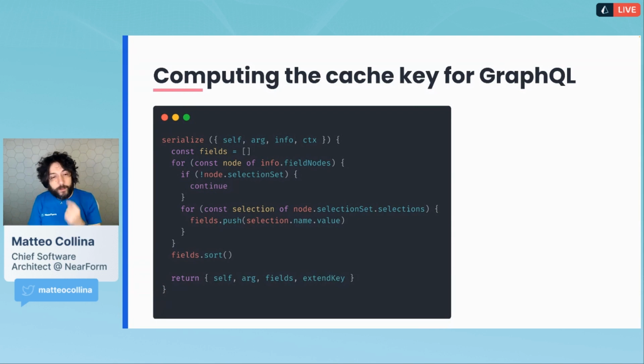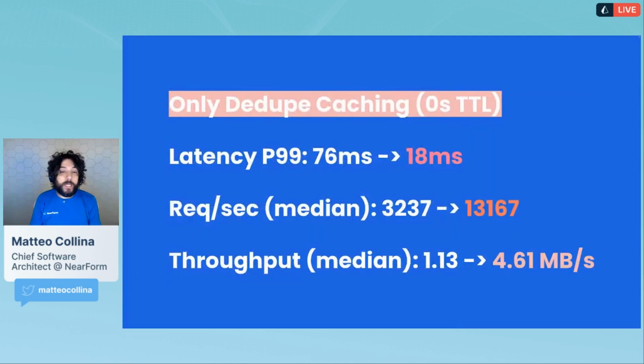And specific for GraphQL, we also need to add some more stuff on it. So we need to add the current self object. We need to add the arguments that the resolver is being passed. But we also want to specify something called the field nodes, which are the fields being selected, because if you are selecting multiple different fields, we want to limit it, and so on.